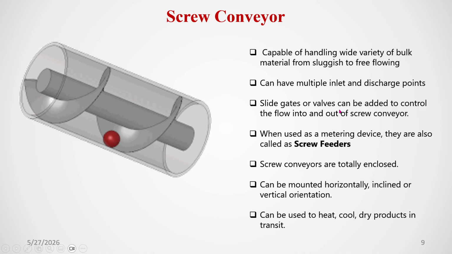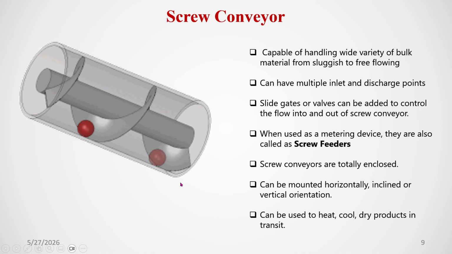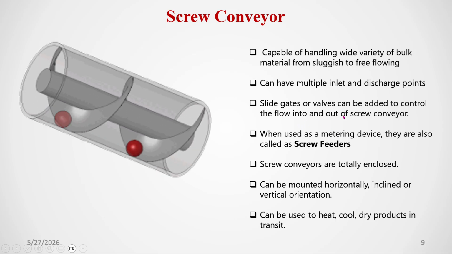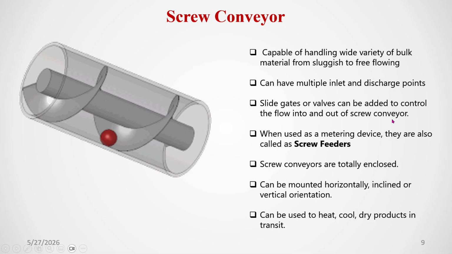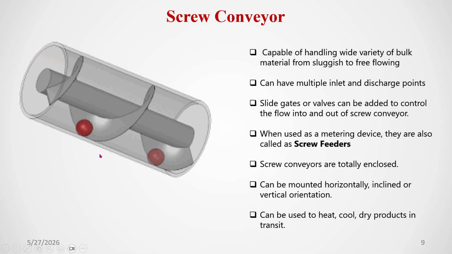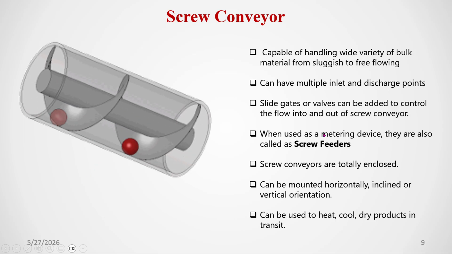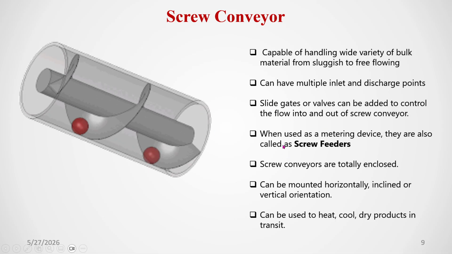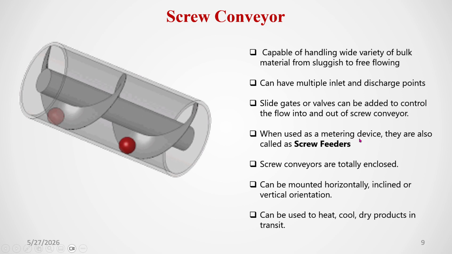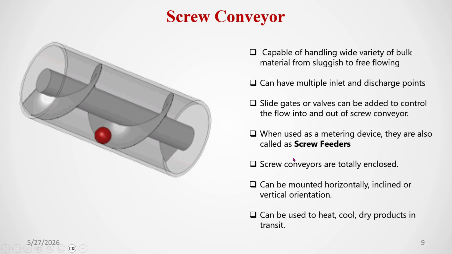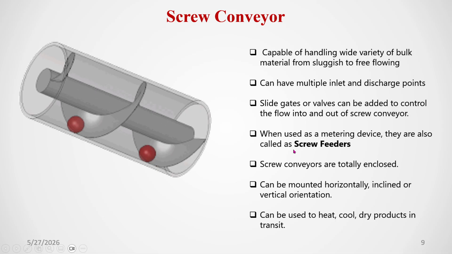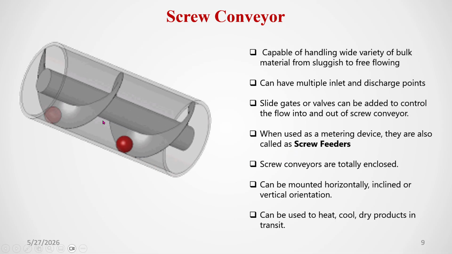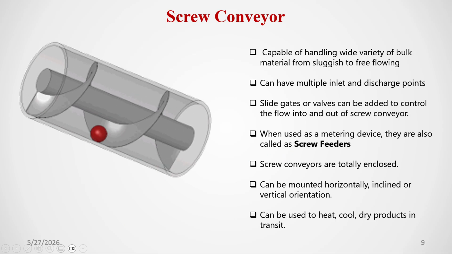Slide gates and valves can be added to control flow into and out of the screw conveyor. So the flow can be adjusted by using the slide gates. When used as a metering device, they are also called screw feeders.